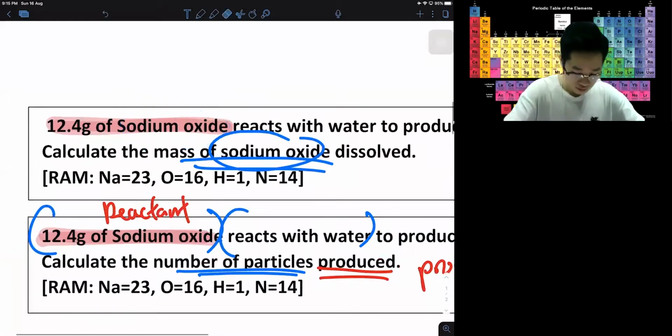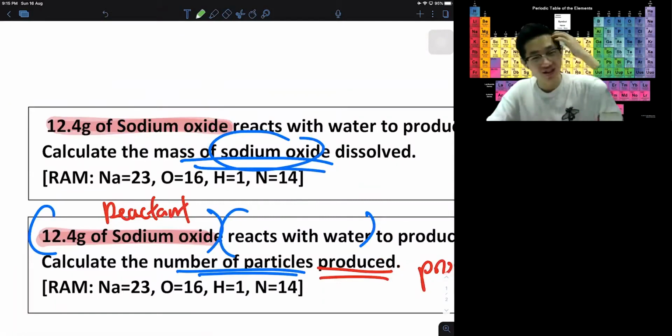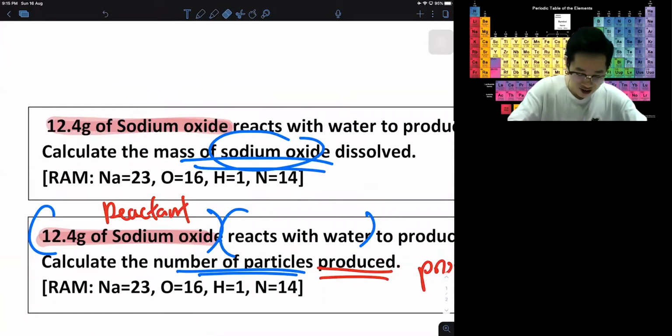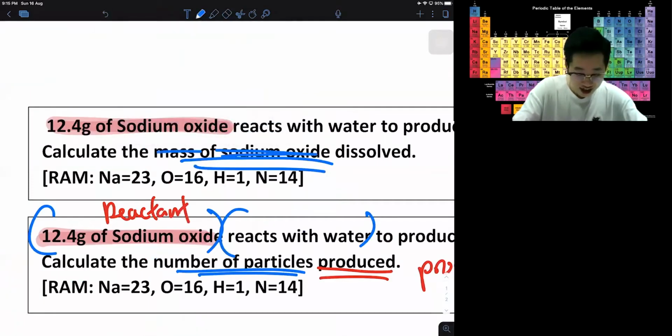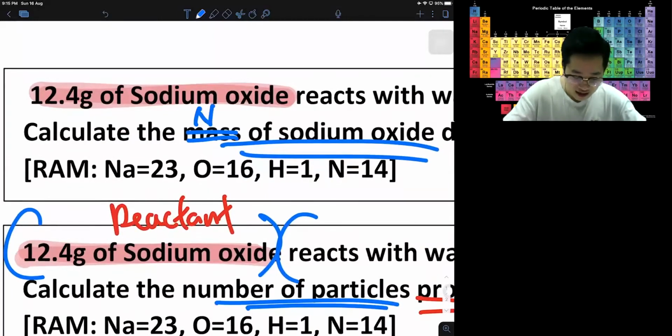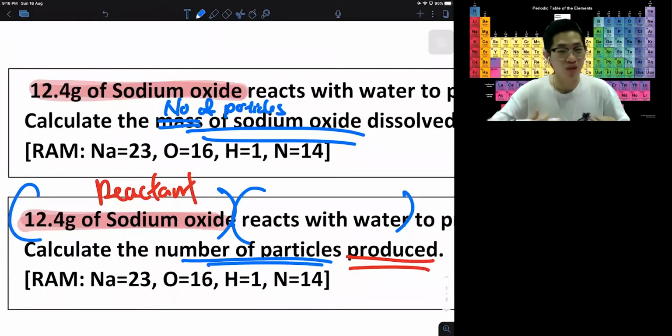Okay, let's say we change. Sorry, not mass. Let's say they want to find the number of particles of sodium oxide. So this is what I do.